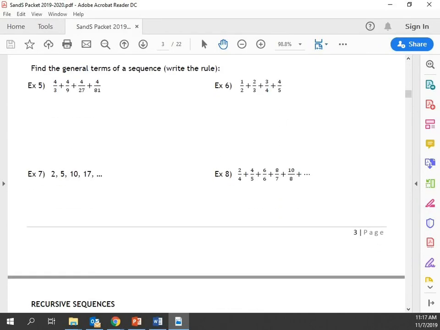Soon. All right. So let's go ahead and find the general term of sequences. Write the rule. All right. So again, dealing with fractions, let's treat them separately. Don't deal with fractions as numerators and denominators for the most part. Sometimes it's easier just to separate the top from the bottom. Deal with the top, deal with the bottom.